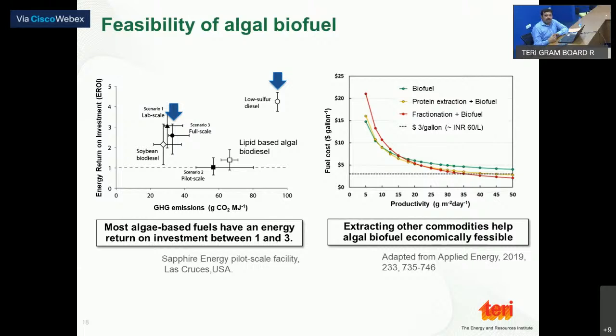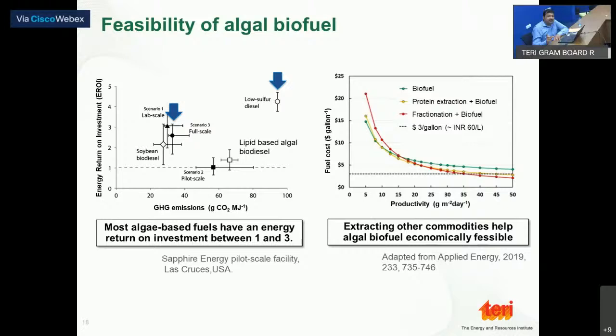Of course, people talk about the cost, but you have to think about two things before cost. One important thing is the energy return on energy investment, so how much energy you get for the energy invested. You can see the data from the Sapphire Energy pond pilot scale facility in Las Cruces, USA. Here you can see the biodiesel produced from algae, and also their full scale facility. That is actually varying from 1 to 3. And the biofuel produced from corn, the corn ethanol I'm talking about, is just above 1 or near 1, but people are using those things.